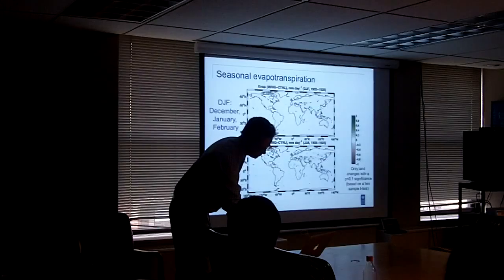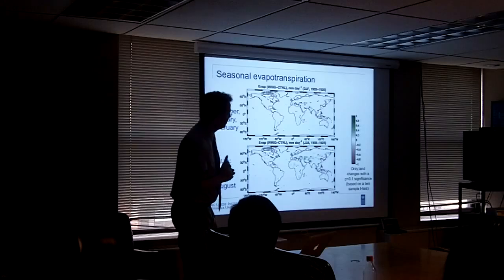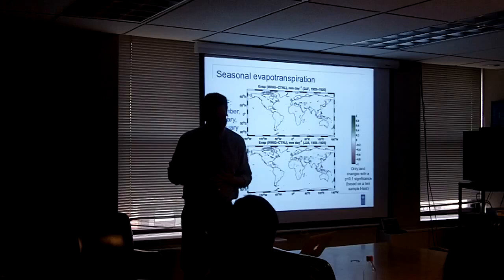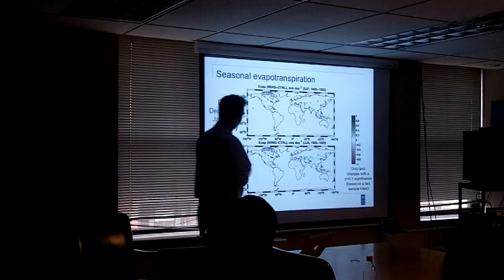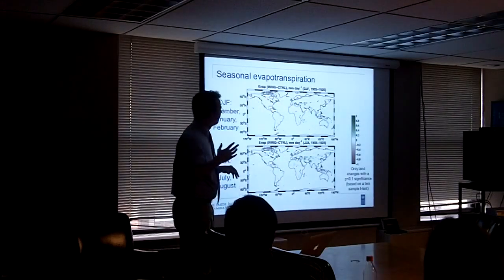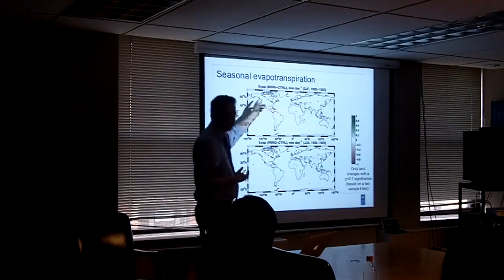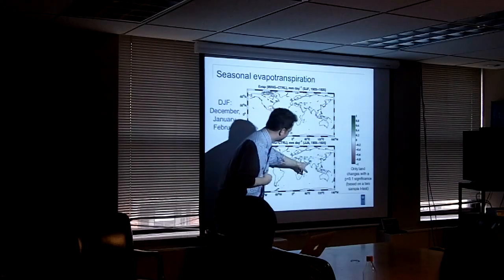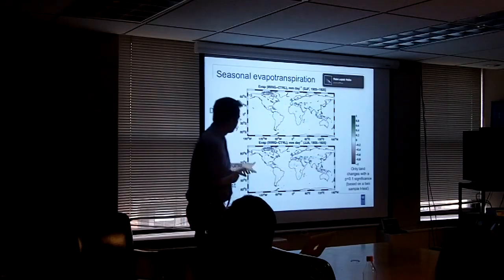So we will first look at seasonal evapotranspiration. You expect evapotranspiration increases due to the irrigation if it's an arid region. The only area that has irrigation during December, January, February is mostly the Indus River Basin in India in the early 20th century. In June, July, August, you can see the increases in evapotranspiration in the Indus River Basin and parts of northeastern China.